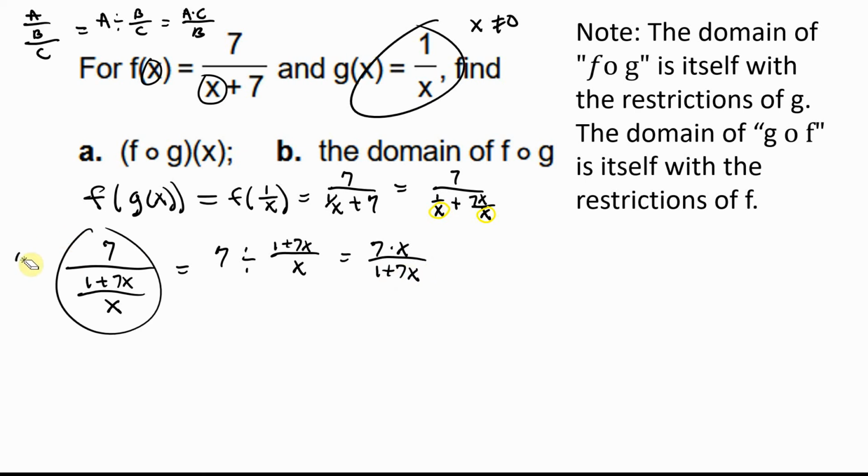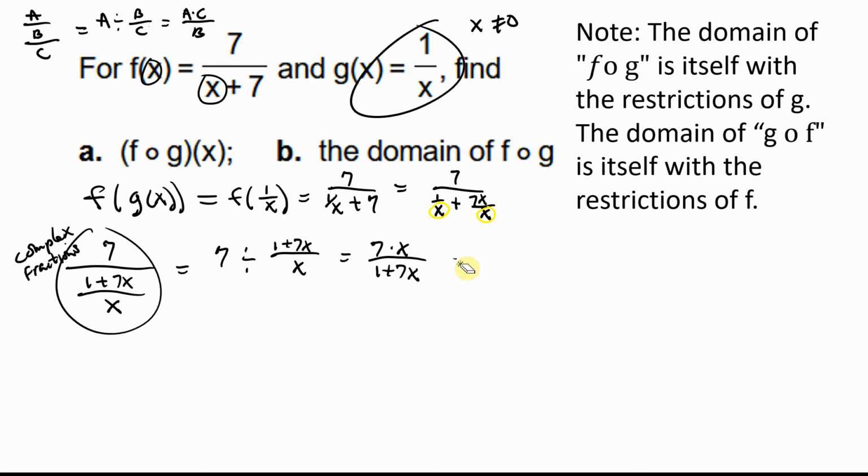Remember, this is the complex fraction from many years gone back. So this a represents the 7, the b represents the 1 plus 7x, and the c represents that x there. So this is a divided by b over c. So remember, if we have division, we change that to multiplication, and we invert the second fraction, right? So that becomes c over b.